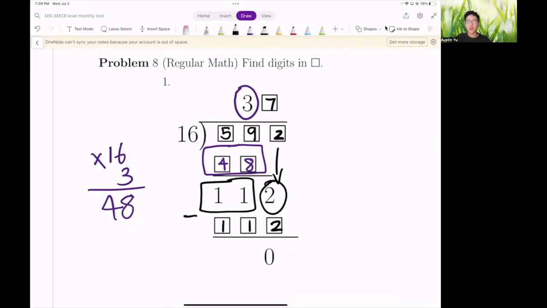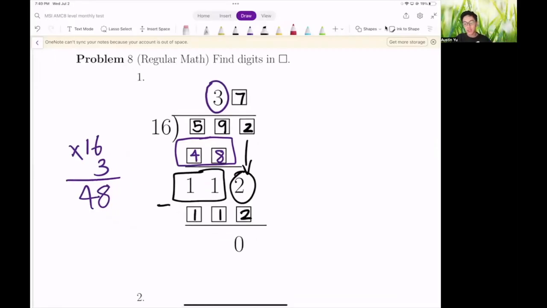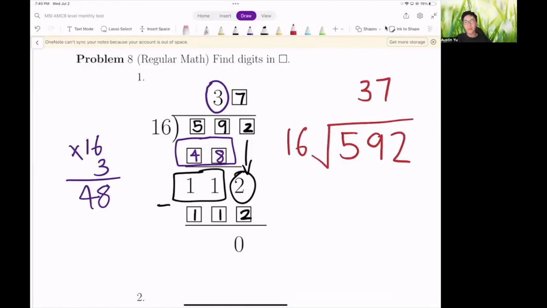112 minus 112 is 0. There's no remainder. Perfect. So the final answer is 592 divided by 16, which gives you 37. And you can confirm this by multiplying 37 by 16, and you will still get the same answer, 592.